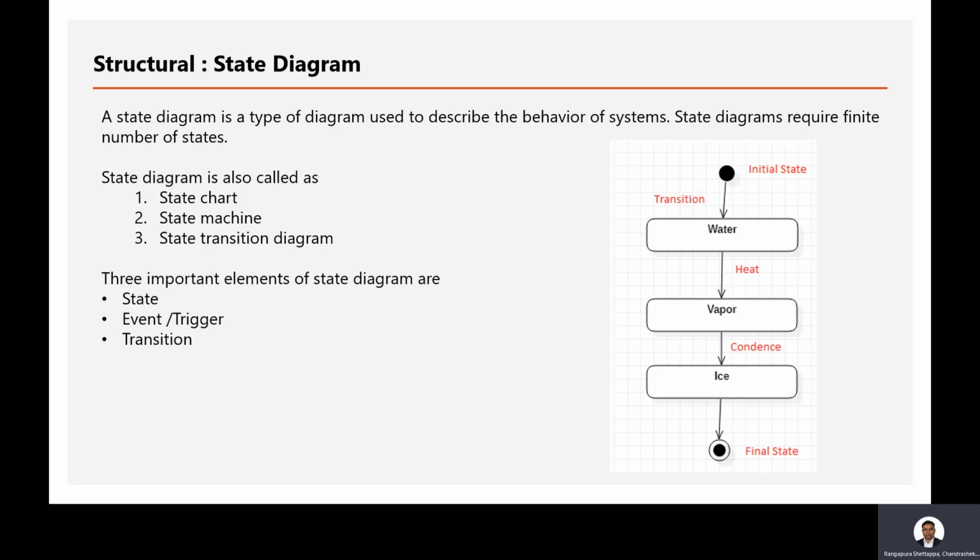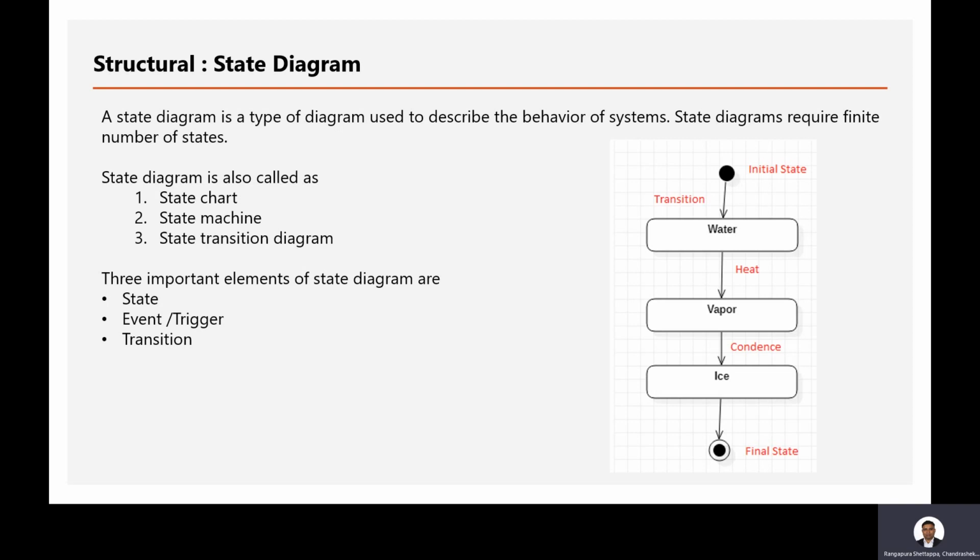So this is another transition of state. And the final state is the ice block, right? Initially it was in the water state and finally it transited into the ice state. So this is how the formation of one chemical out of another, or one form to another form, is represented using a state diagram. State diagrams are also called state chart, state machine, state transition diagrams, and so on.